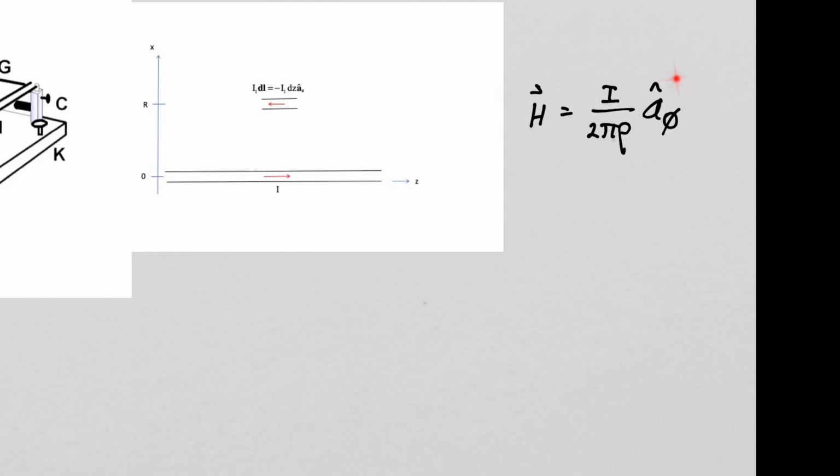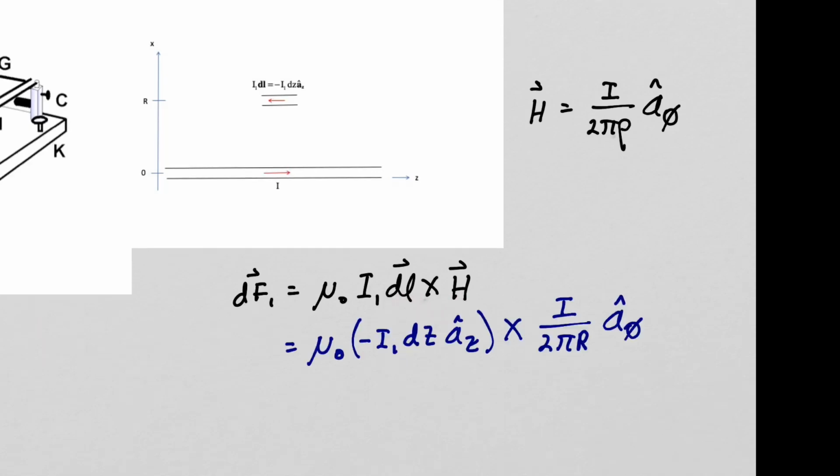The force on a current element I sub 1 dl is mu sub 0 I sub 1 dl cross into the magnetic field intensity. For I sub 1 dl, I'm going to substitute I sub 1 dz in the minus z direction, and for H, I'm going to substitute I over 2 pi r, where r is the separation between our two wires, in the phi direction.